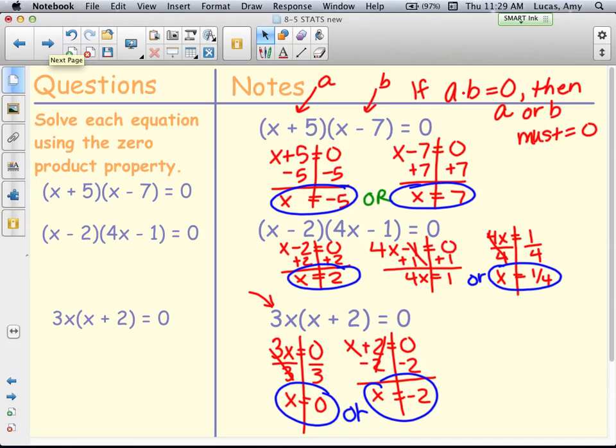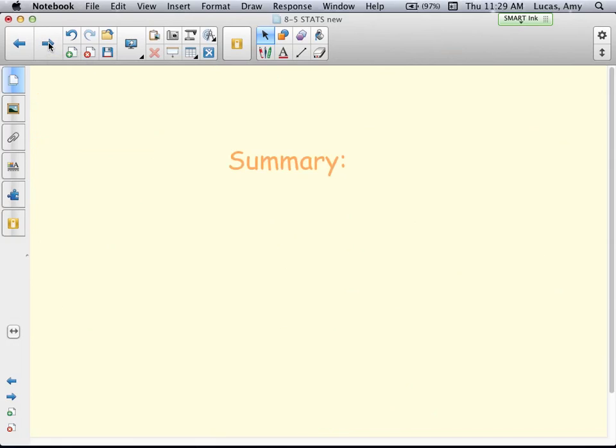So that's using the zero product property. You should be able to write a summary now and then check with your teacher for your homework problems.